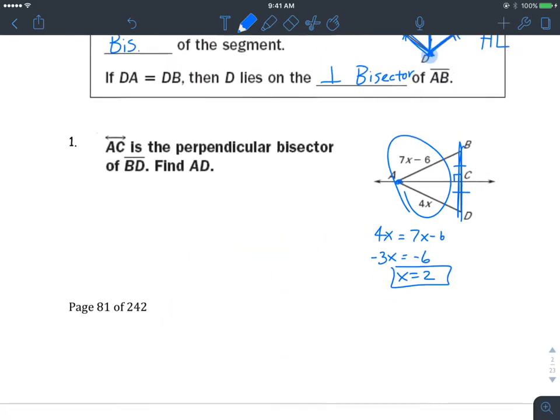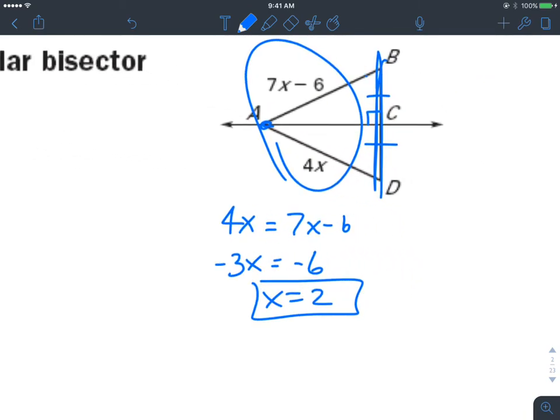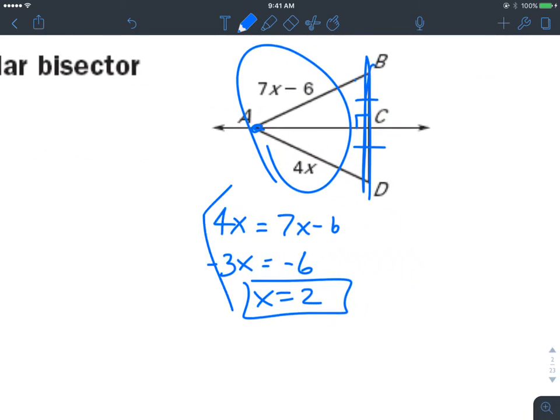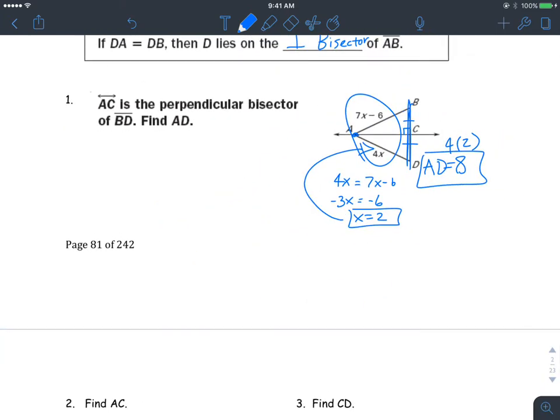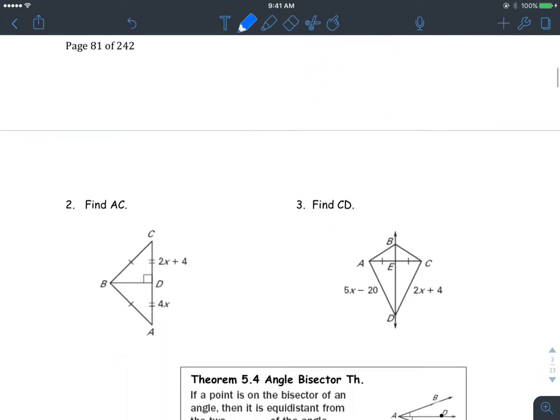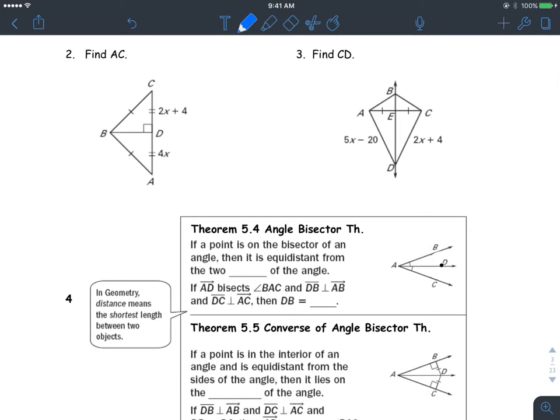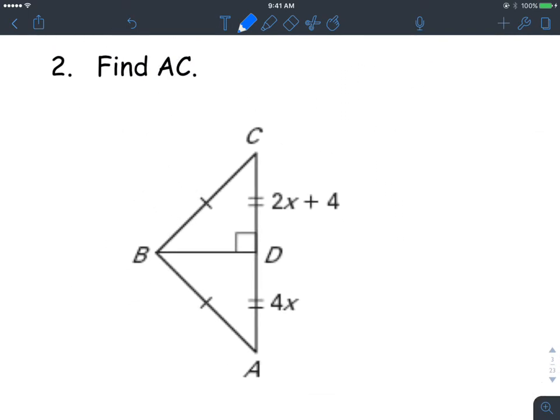And then they're saying find AD. So if I go plug that back in, that would be 4 times 2, which is 8. And then you're done right there. And that's really all the problems are. They're really straightforward, honestly. Next one right here.